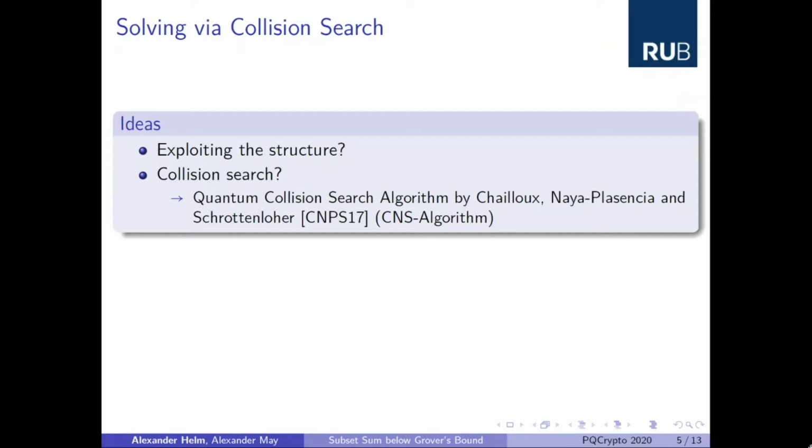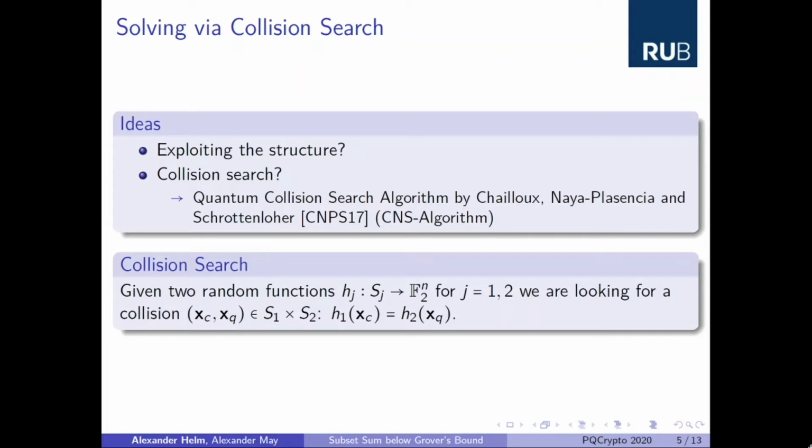Before diving into this algorithm, let us give a short definition of collision search tailored to our needs. Given two random functions, h1 and h2, mapping from their respective domain to F_2^n, we are looking for a collision (xc, xq), where h1(xc) is equal to h2(xq).